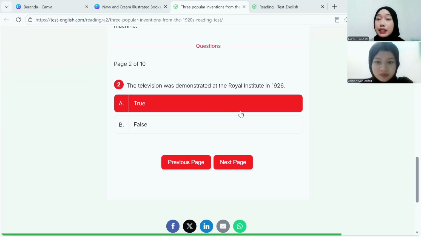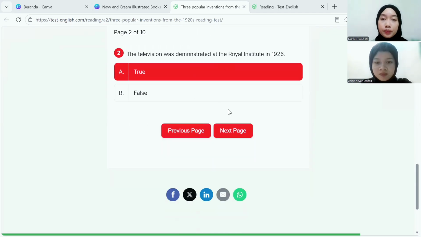In reading this text, I want you to apply the strategies that we have learned earlier. Now, please take out your phone or laptop, students, and open the link that I have sent to you in the chat box. You will continue practicing skimming and scanning strategies to answer the questions. Please try to answer all of the questions. You can click true if you think it is correct and false if it's incorrect. And don't forget to submit to see your result, okay?